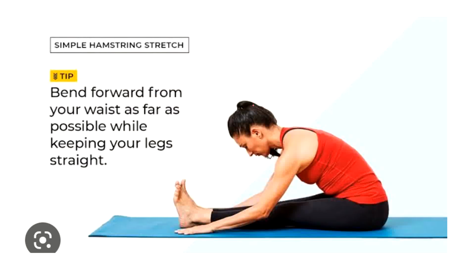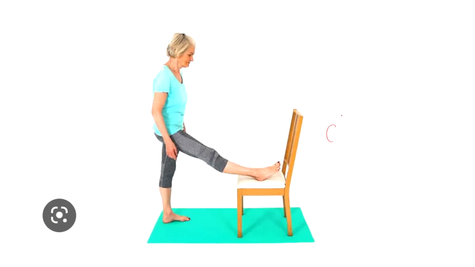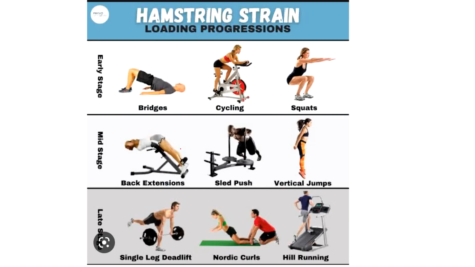Now how to stretch hamstring muscles? There are certain ways. One in sitting posture. Here to stretch the hamstring muscle. This is standing posture to stretch the hamstring muscle. And this is called chair method. Here the hamstrings are being stretched.